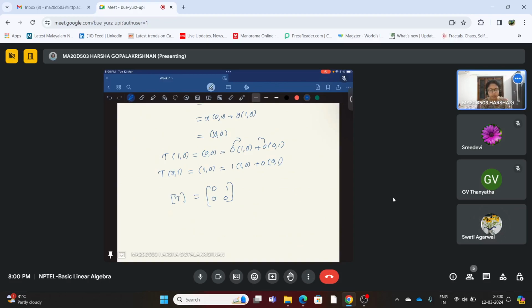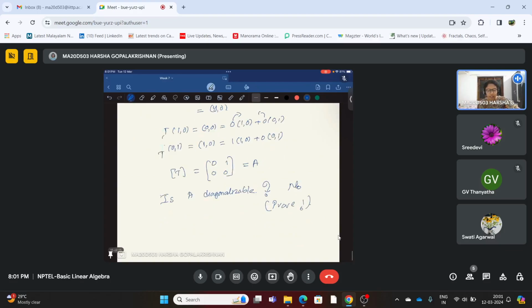Now, what do you think, is T diagonalizable or not? Let me write this as A. Is A diagonalizable? You can check that; we have seen so many questions like that. It's already 8 o'clock or so. Here A will not be diagonalizable. Prove it. Actually, I have taken a lot of time for this question, I think.